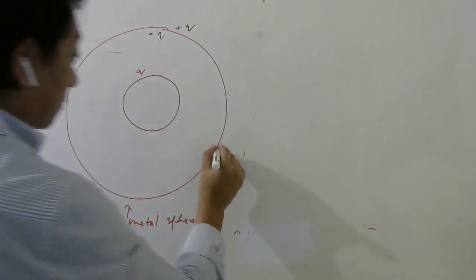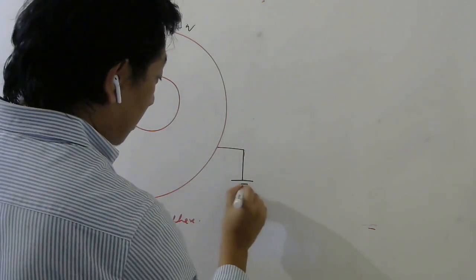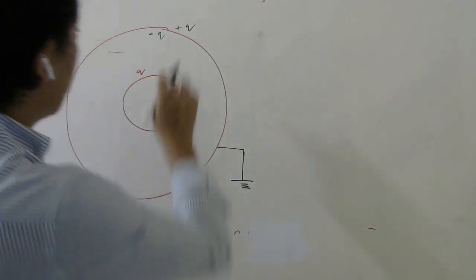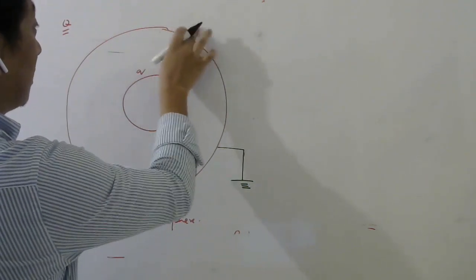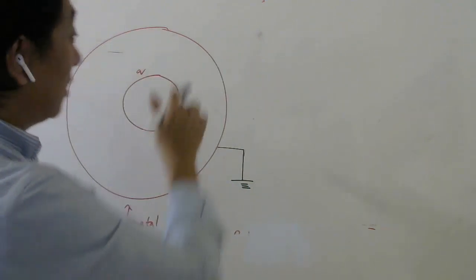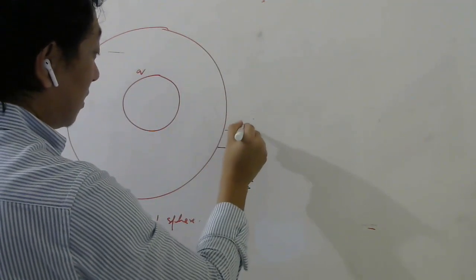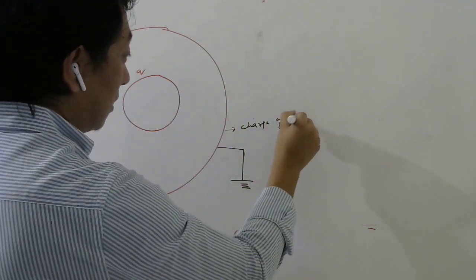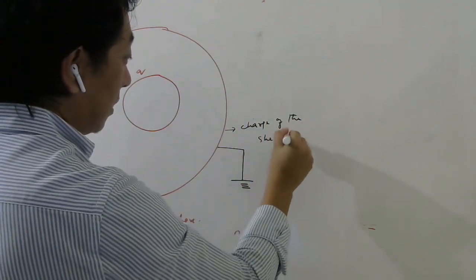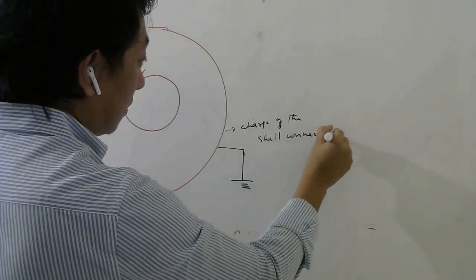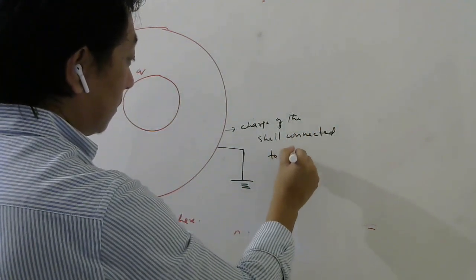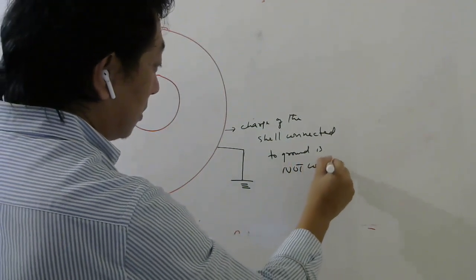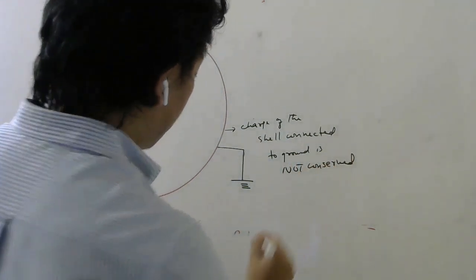But now, if I connect this to ground, then I cannot say like that. Okay, students? Now it is not compulsory that the charge of this is conserved. So now the charge of the shell connected to ground is not conserved. Why? Because it is no longer isolated, students. It is connected to ground.